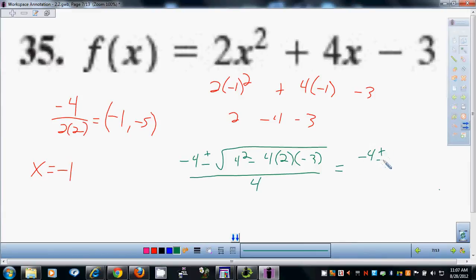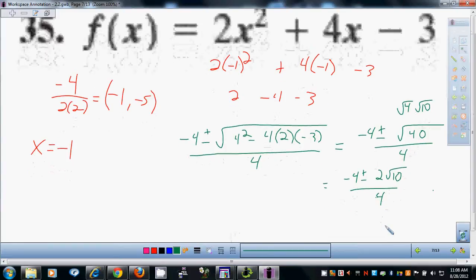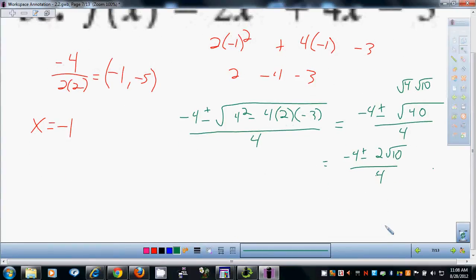Okay. -4 plus or minus the square root of 16 minus -24. What is 16 minus -24? Thank you. All over 4. How does that reduce? What perfect square goes into 40? That's right, which will make that 2 radical 10. Darn it! Our second straight ugly answer. It's going to be at least real numbers, but I was really hoping we'd get nice whole numbers.